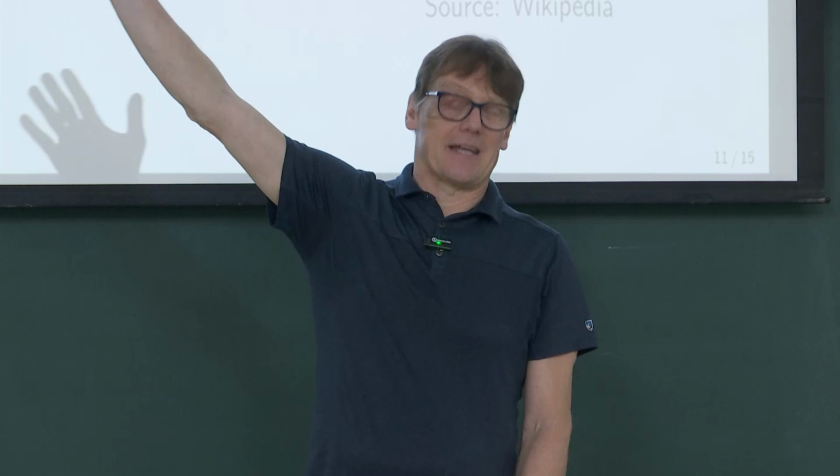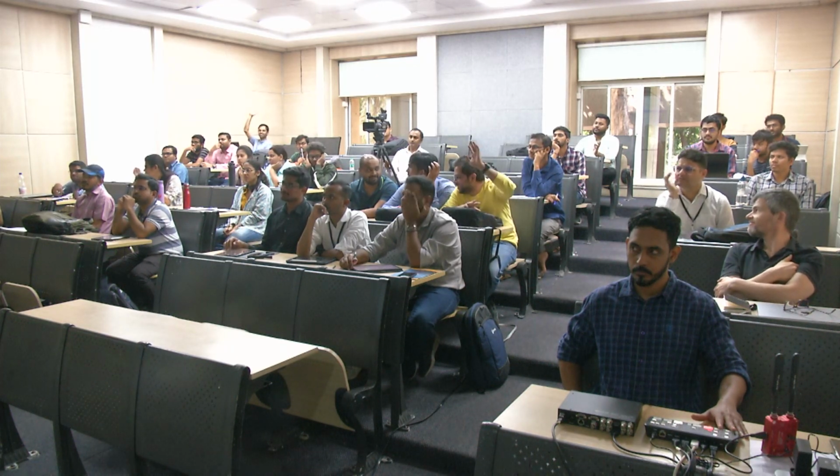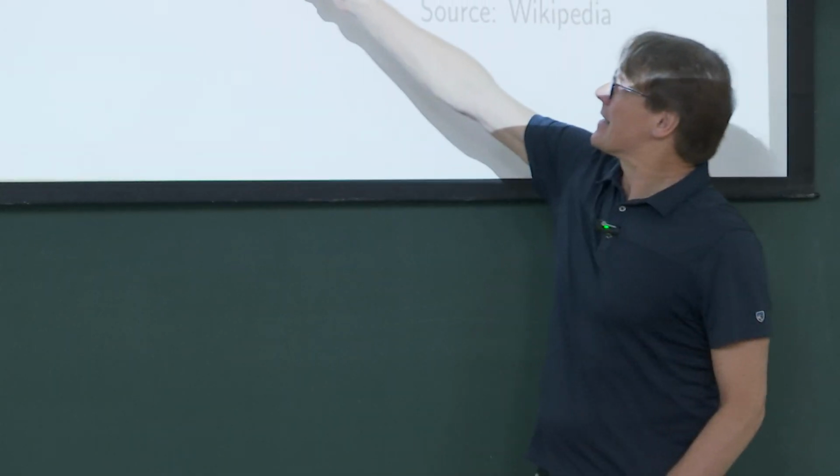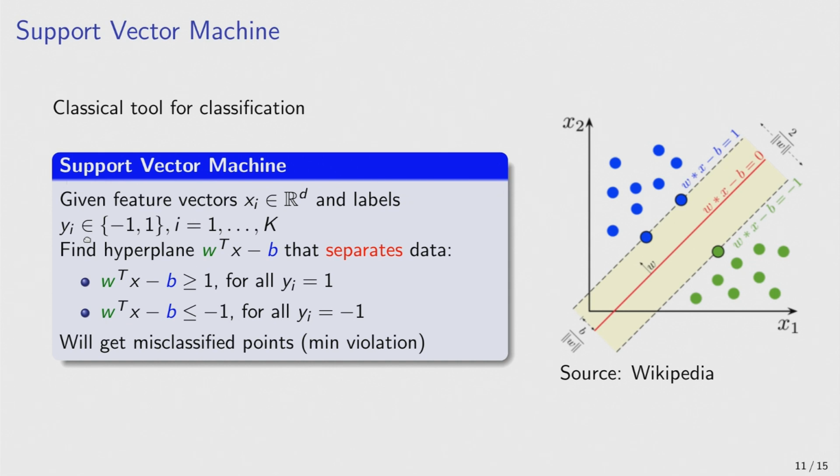Okay, who has a credit card? Anybody has a credit card? Does everybody have a credit card? Okay, if you have a credit card, your credit card company does this. They have a support vector machine to decide whether your expenses are legitimate or not. So a support vector machine is a tool for classification.